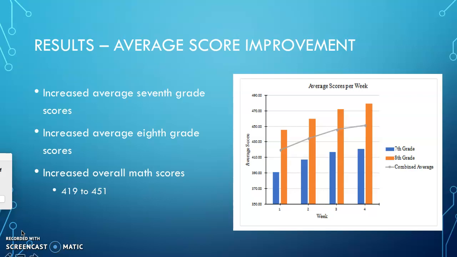The data collection during implementation was then graphed to show the results of the project. This first graph shows the average scores for both 7th and 8th grade students. Over the 30-day trial, there was a clear increase in average scores for 7th grade, as shown by the blue bars, 8th grade as shown by the orange bars, and students overall as shown by the gray line. All students who participated in the trial increased their scores from 419 points at baseline to 451 overall. This calculated to a 32-point overall increase in math scores.